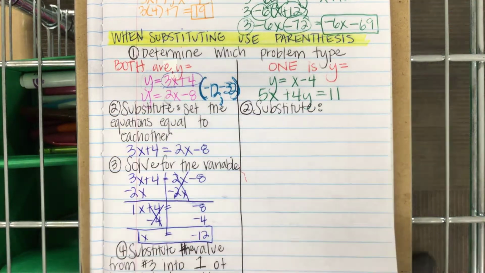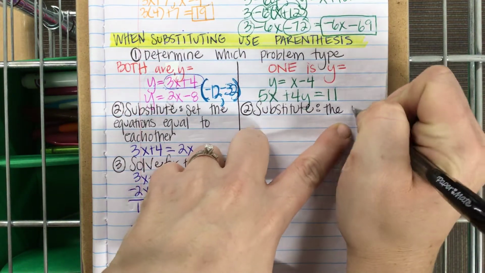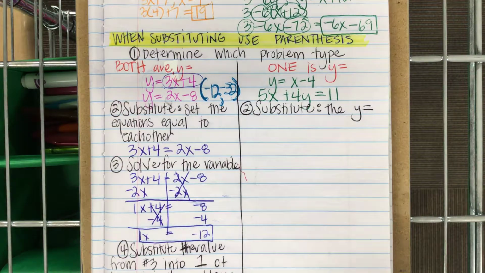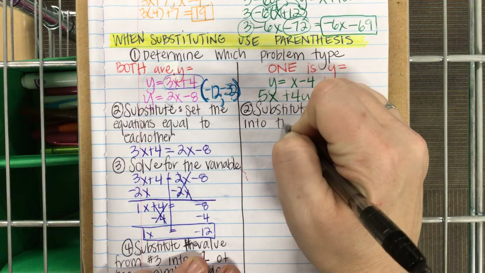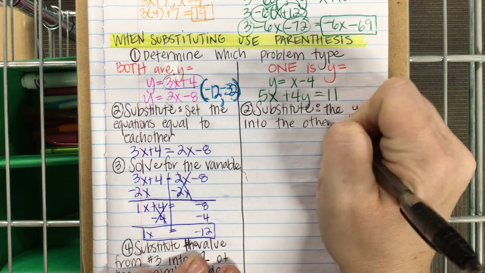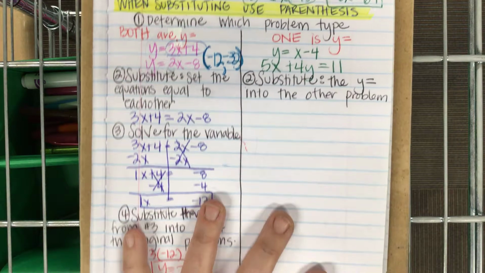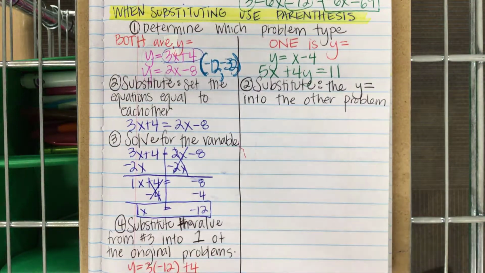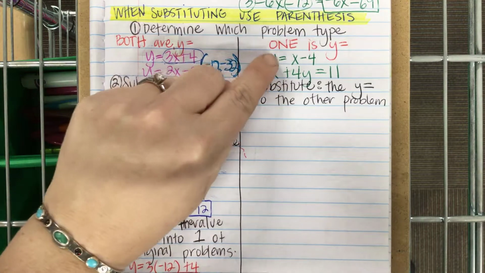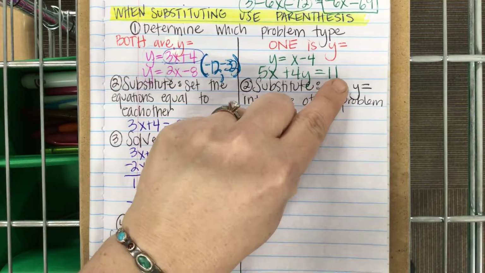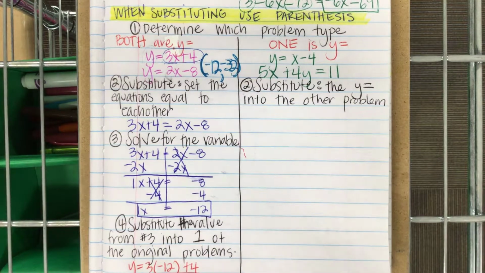All right, we're going to substitute. And here are the directions for substituting. You're going to substitute the y equals into the other problem. You're not going to set them equal to each other because see how this one said y equals, the y is alone? And in this one, it's 11 that is alone, and those aren't the same. So we can't set them equal to each other.